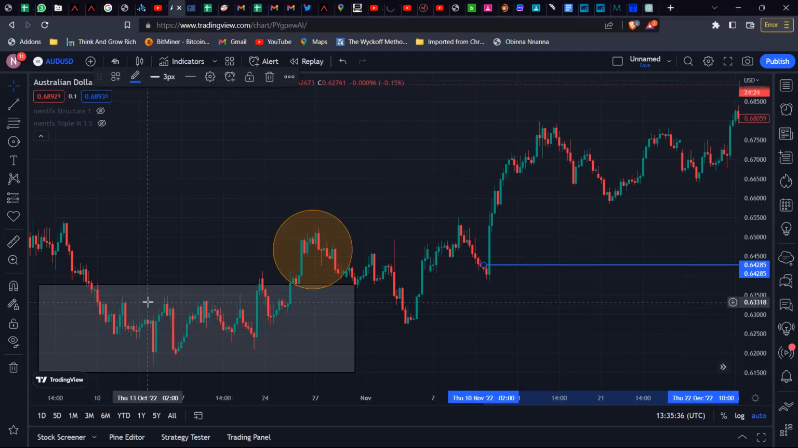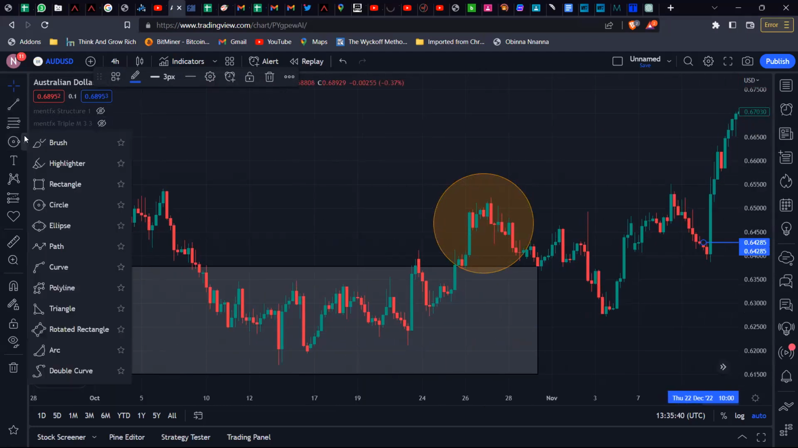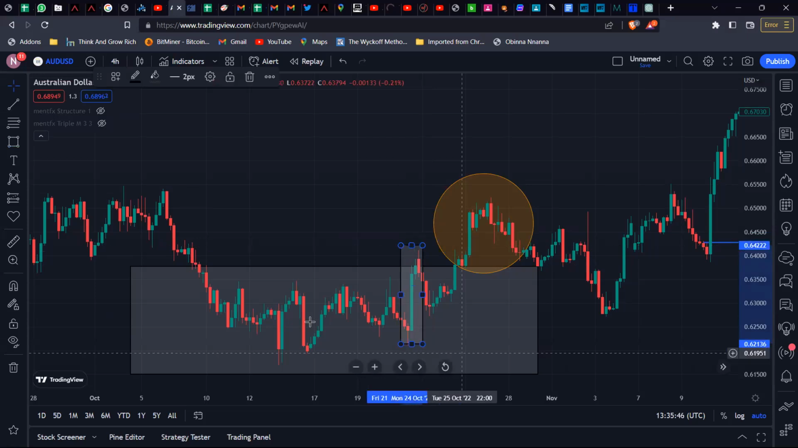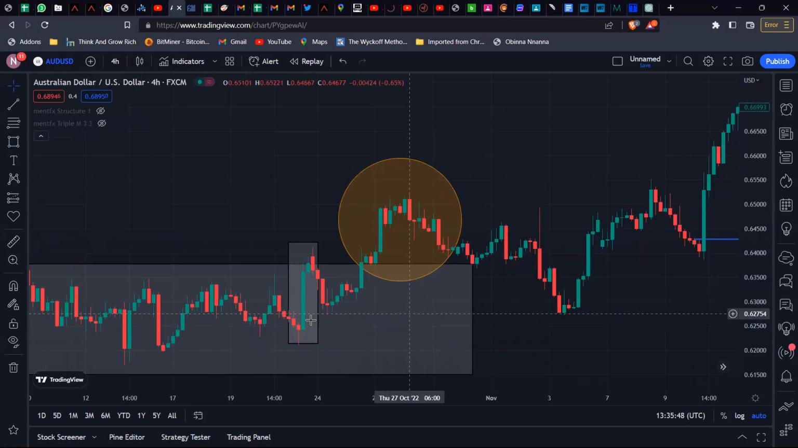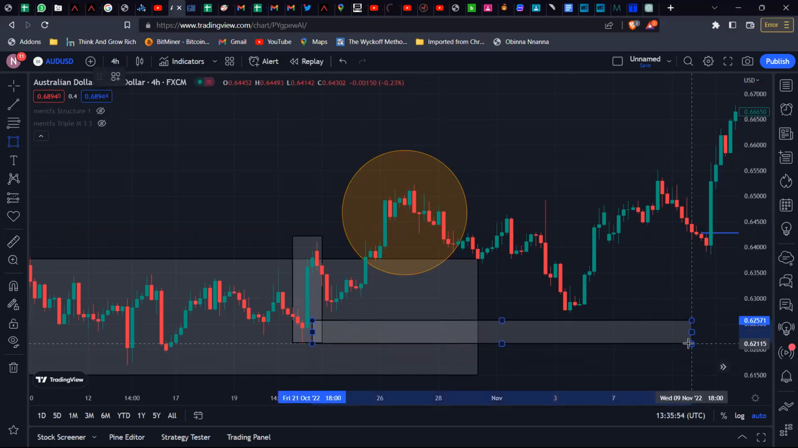So look at that here. Look at this here. Let me highlight that with a rectangle. Look at this area here. We had this aggressive push up, right? And then what was left behind? You can see this candle here, right?